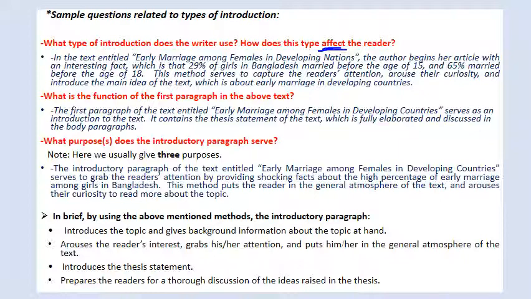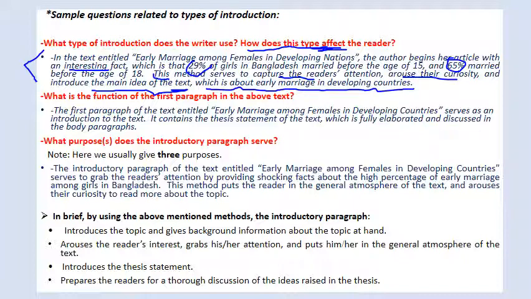grabbing their attention. Such a sample answer: in the text entitled Early Marriage Among Females in Developing Countries, the author begins her article with an interesting fact. If you want, you can write a shocking fact instead, where she gives the percentage of girls who get married before 18. If you add them, it's 80%, so that's supposed to be a shocking fact. This method serves to capture the reader's attention, arouse their curiosity, and introduce the main idea of the text, which is about early marriage in developing countries.